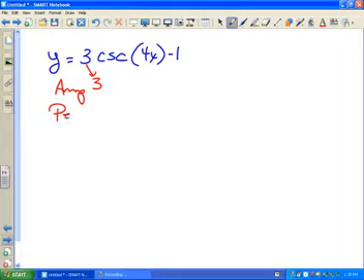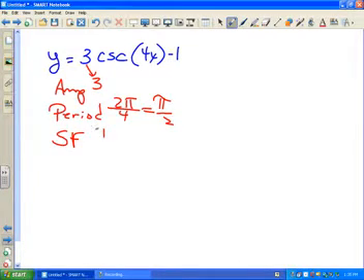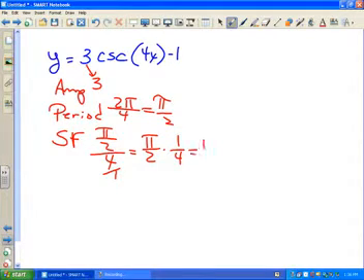Our period this time is definitely not going to be 2 pi because we have a number in front of x now to use to find a new one. So 2 pi divided by 4 reduces to pi over 2. Now our scale factor is that divided by 4. How do you divide a fraction by a whole number? You have to flip and multiply, so put a 1 under the 4 so that you can flip and multiply it and get an 8th.